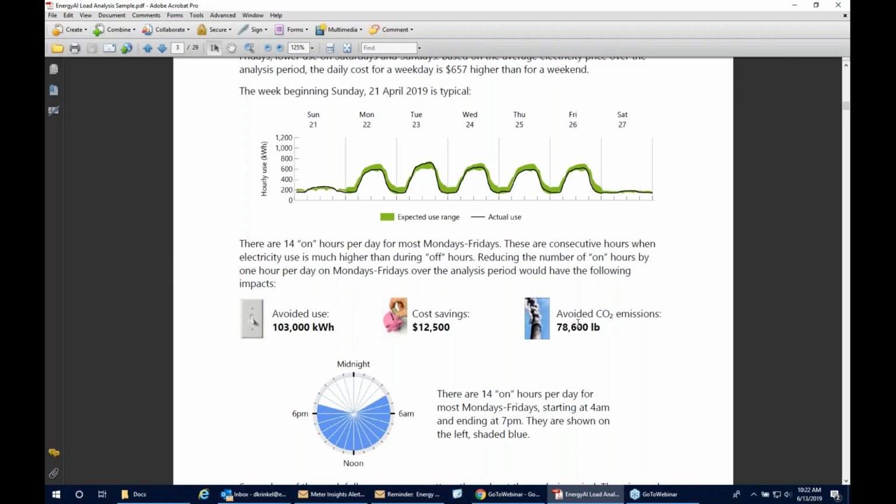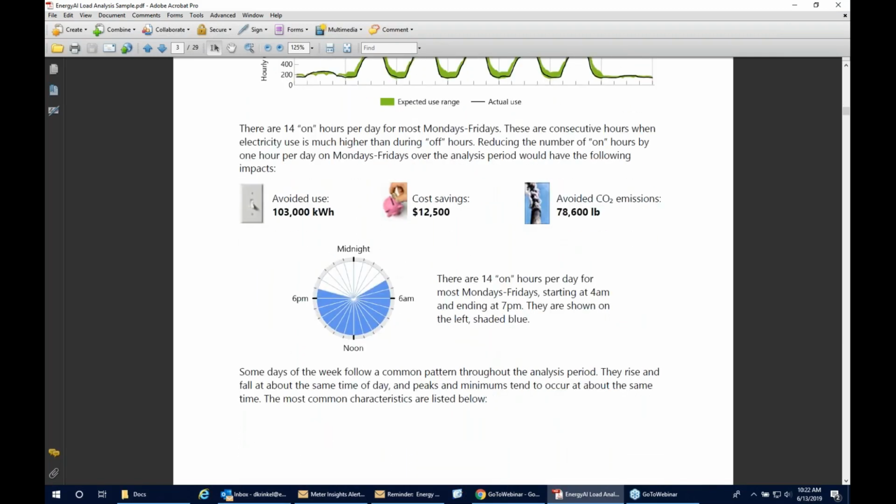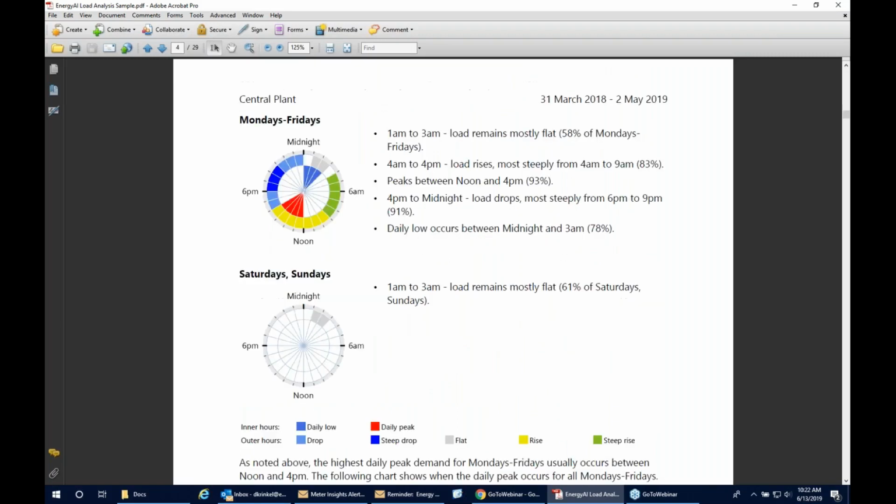So we don't know if that's possible or not. Maybe the 14 hours is perfectly reasonable for this facility, but if it's not, this gives you a ballpark of the savings you get if you're able to synchronize your operating schedule, your energy, your equipment schedules with your operations. And then we get into more detail, exactly when does it wake up, 4 a.m.